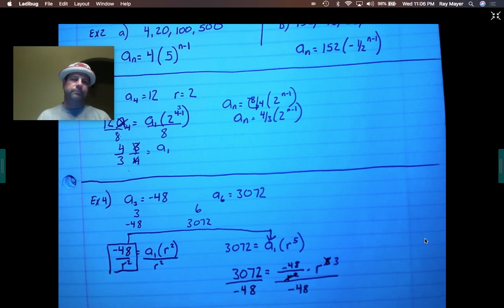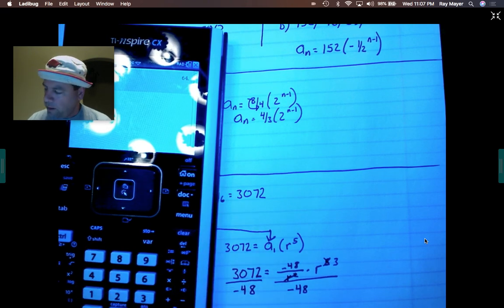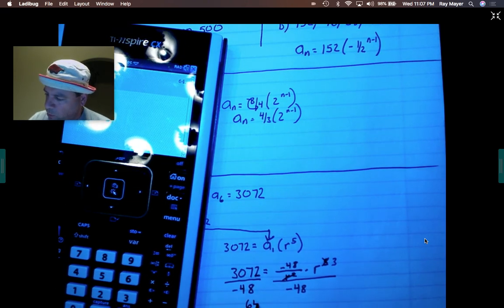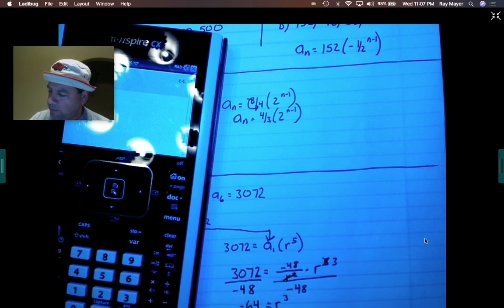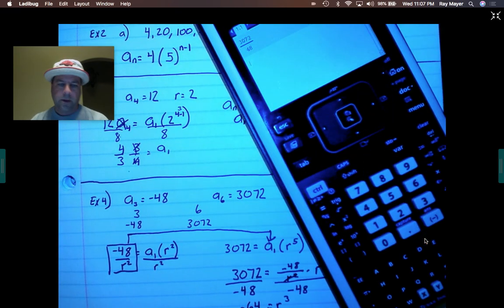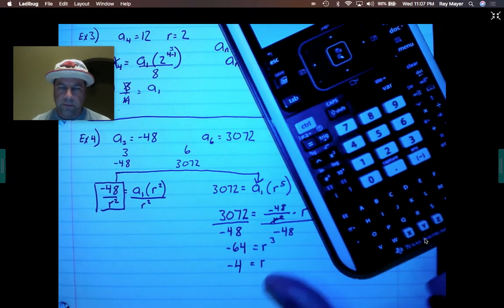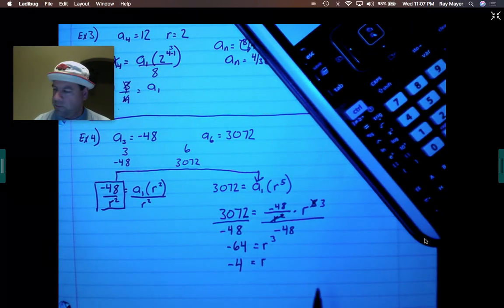I got a calculator. Let's do it. 3072 divided by 48, 64. So negative 64 equals r cubed. Now I got to root that thing. Negative 4. Okay. Sorry, guys. Negative 4. I'll take the cube root of that.